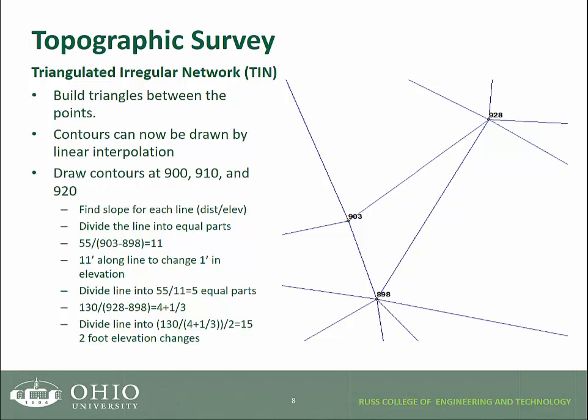Assume a linear transition of elevation along the distance between 2 points. Let's do a couple legs together. So if we took the 903 point and subtracted the 898, that would be 5 feet. We would need 5 equal intervals, or 4 lines separating this line into equal intervals.